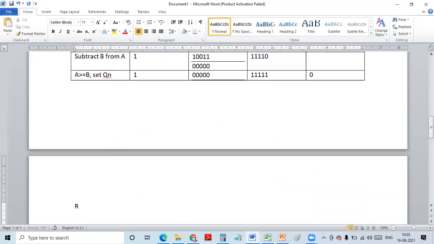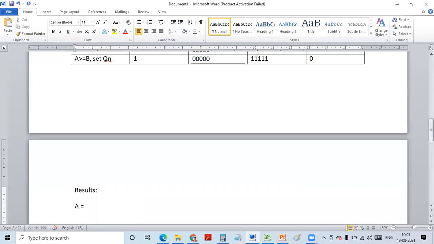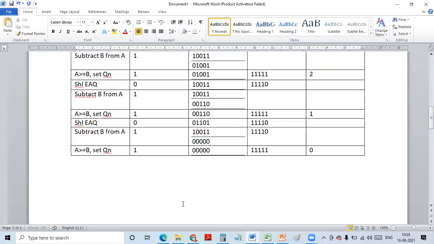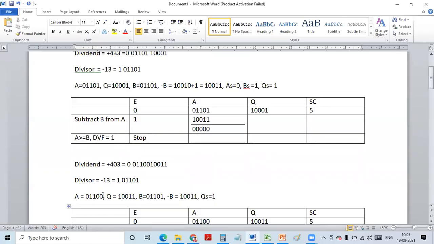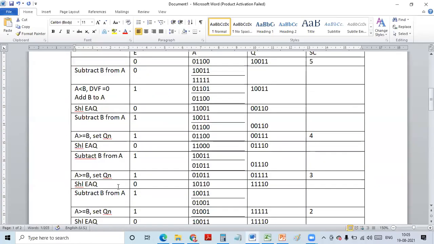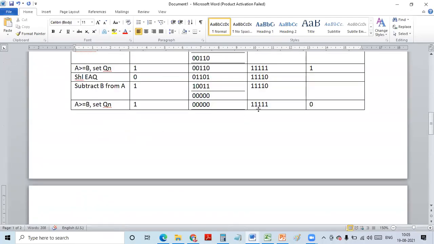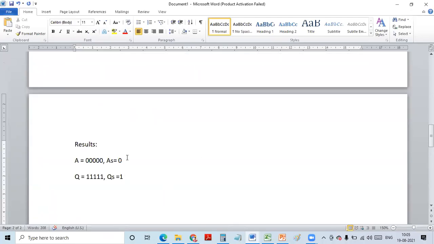Now coming to the results. What is A? What is value in A? A is 0. And what about AS? AS is as it is. The previous value of AS itself is your result. Okay. AS is 0 here. So your AS is 0 here. Okay. And what about Q? Q has all ones. And QS is 1, which is XOR operation of AS and BS. And QS is 1. Right?